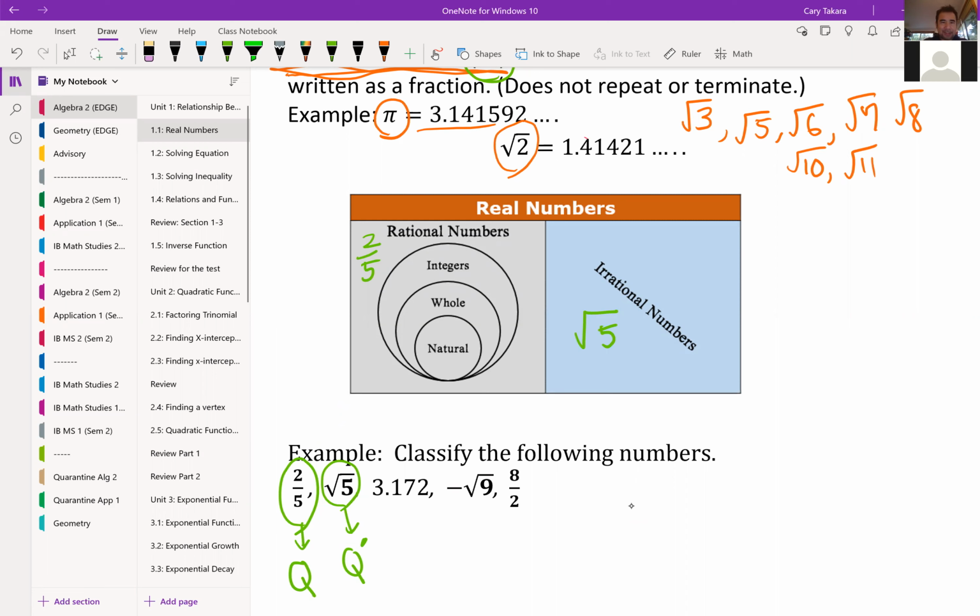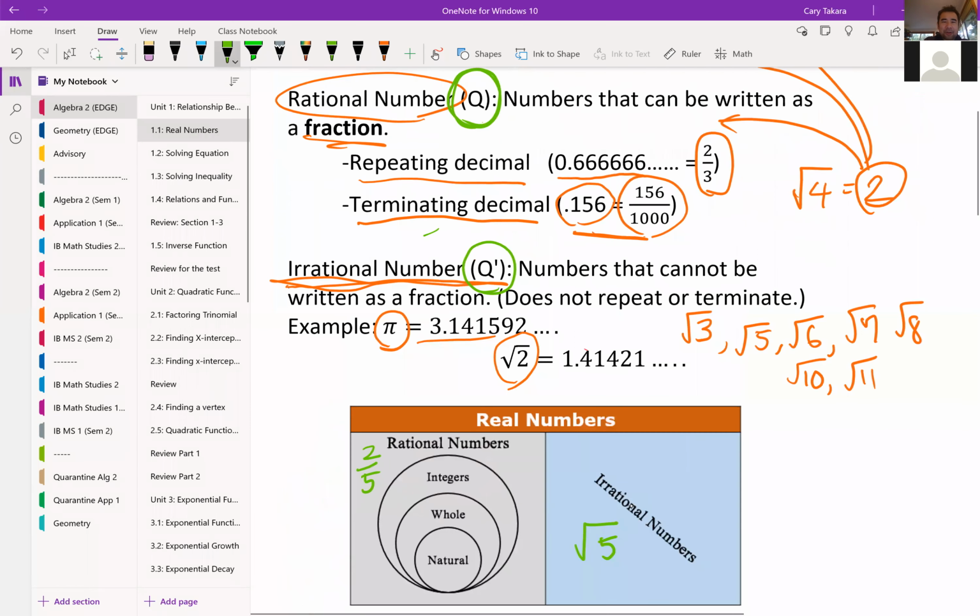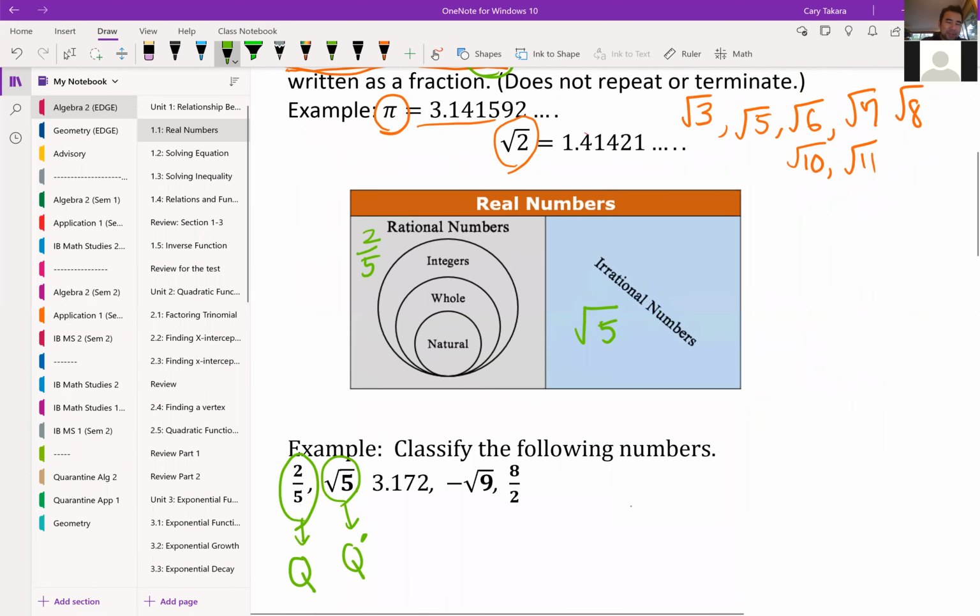3.172 is, how would you describe it in words? It is a terminating decimal, isn't it? Were you thinking about that word? It stops, it terminates. And a terminating decimal is a rational number. So it is, again, we will give Q as a symbol.